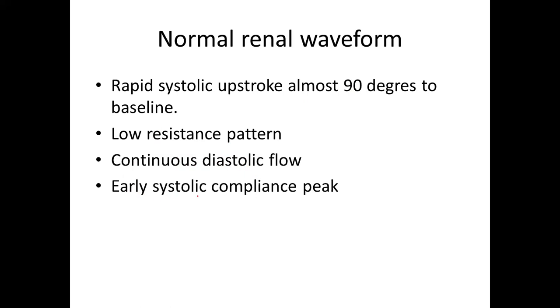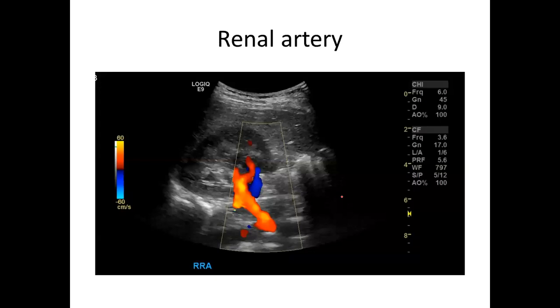Then we have an early systolic compliance peak, right? The waveform of a renal artery usually has two peaks. There is a first small peak that you see on the waveform. That is the first compliance, the early systolic compliance peak. And there's a second peak that will happen a little while later. But here we're talking of that first peak, which should always be seen in a normal waveform. If you don't see that first compliance peak, it means there is increased resistance, as in renal artery stenosis.